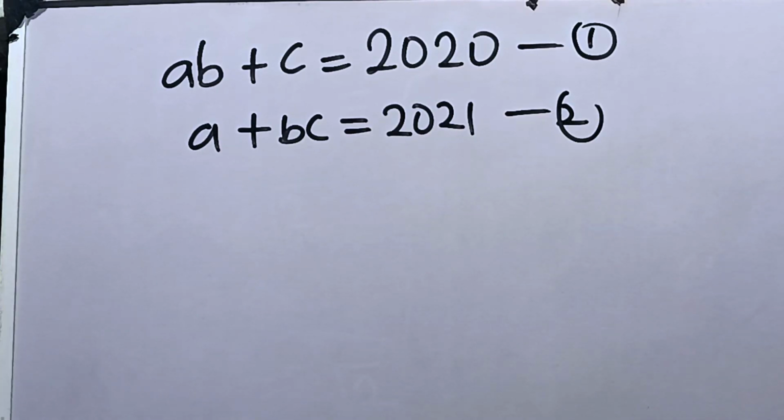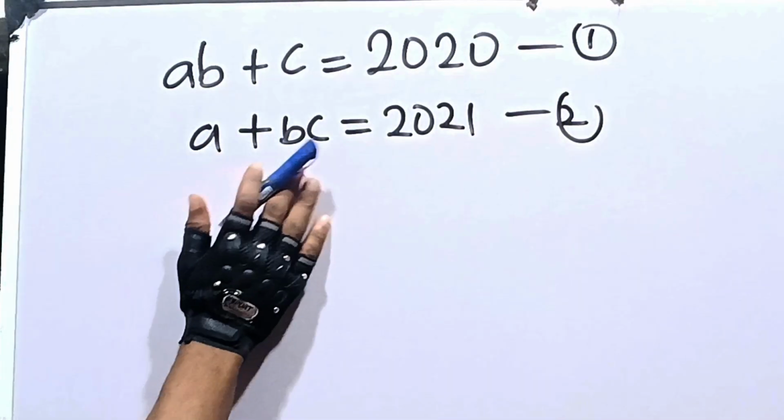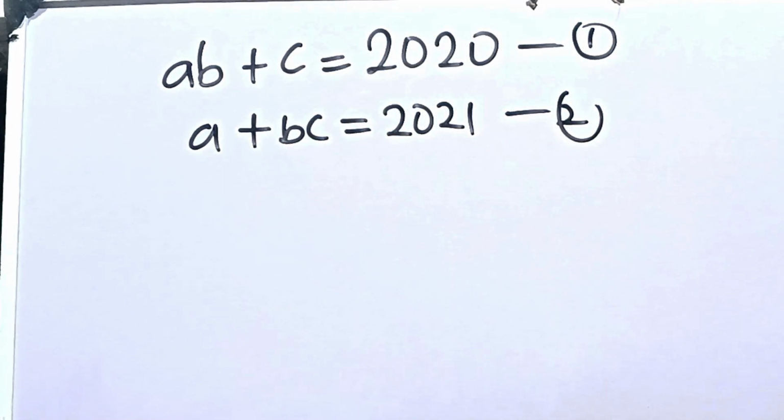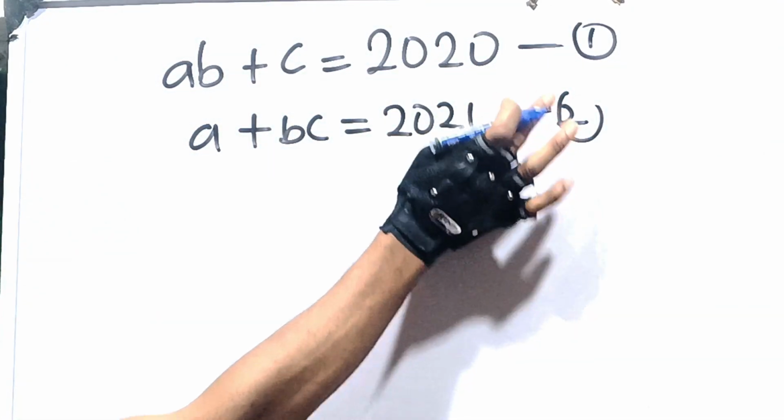Let's solve this together. It says AB plus C is equal to 2020 and A plus B is equal to 2021. We're going to solve for A, B, and C in this equation. First thing we can do here is to call this equation 1, call this equation 2. Equation 2 minus equation 1.